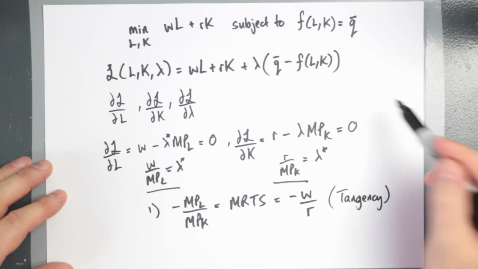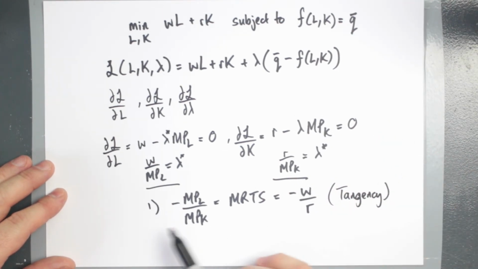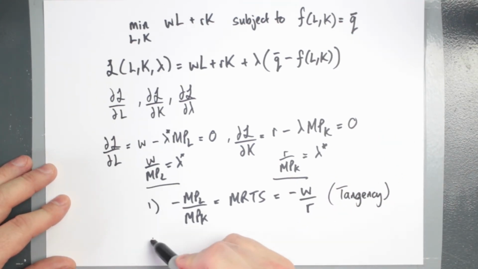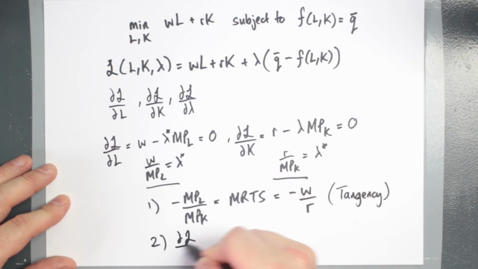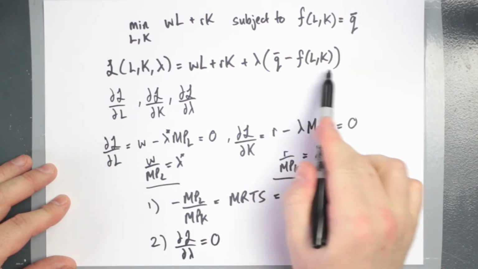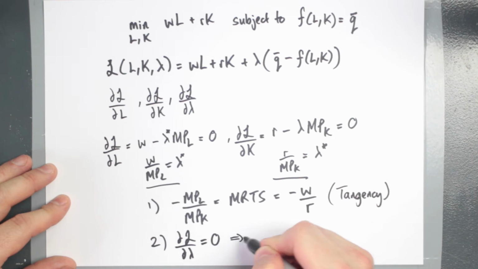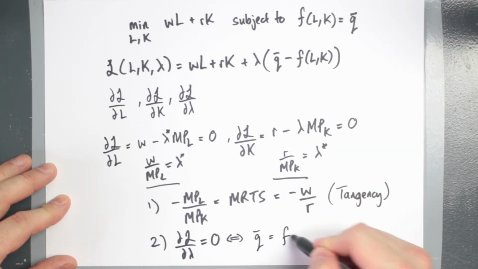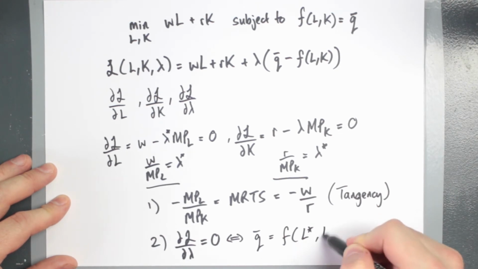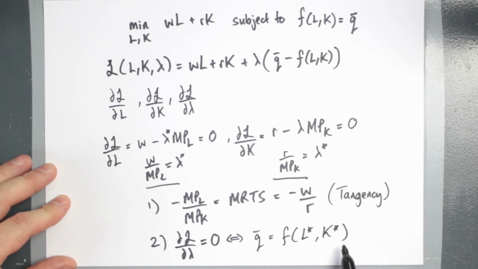We've got two unknowns, L and K. So there's our first equation. And then our second equation: if I partially differentiate the Lagrangian with respect to the Lagrange multiplier, and set that equal to 0, I'm simply saying that Q bar is equal to F of L star and K star. I'm using the stars because this derivative is not always 0, but at the optimal solution, it is 0. So I get two equations.